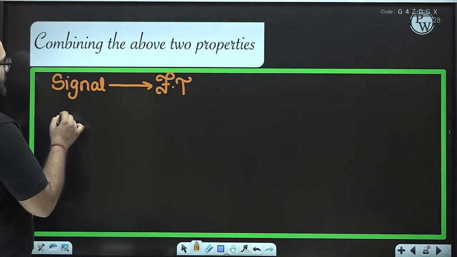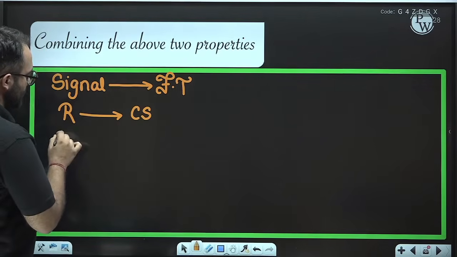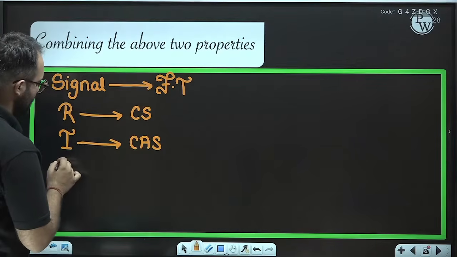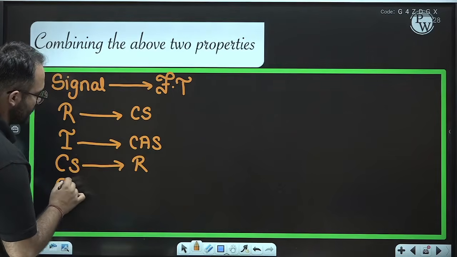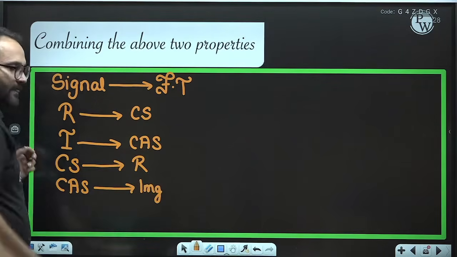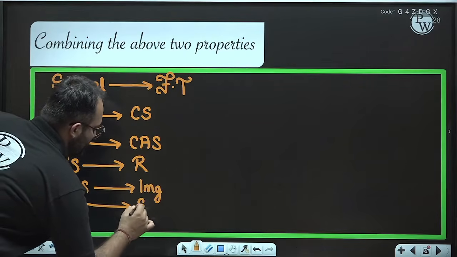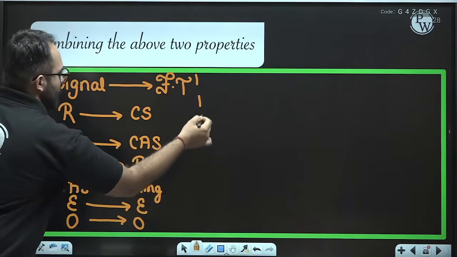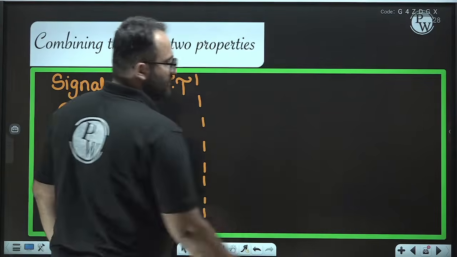So if the signal is real, the Fourier transform is conjugate symmetric. If the signal is imaginary, the Fourier transform is conjugate anti-symmetric. If the signal is conjugate symmetric, the Fourier transform is real, and if the signal is conjugate anti-symmetric, the Fourier transform is imaginary. Two other things that we have already seen: an even signal has an even Fourier transform and an odd signal has an odd Fourier transform. Exactly the same table we have seen in the Fourier series. I hope you are able to recall that table.